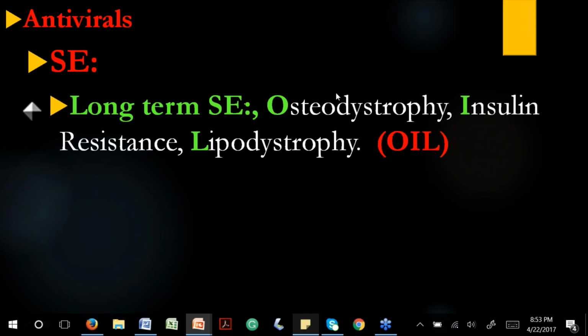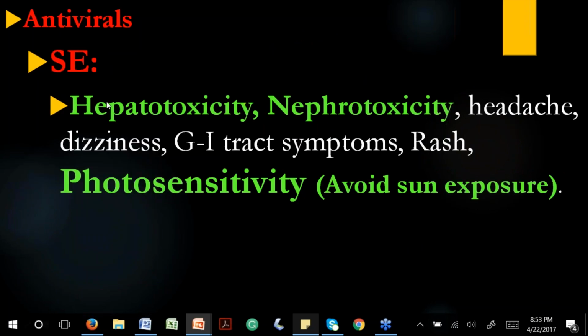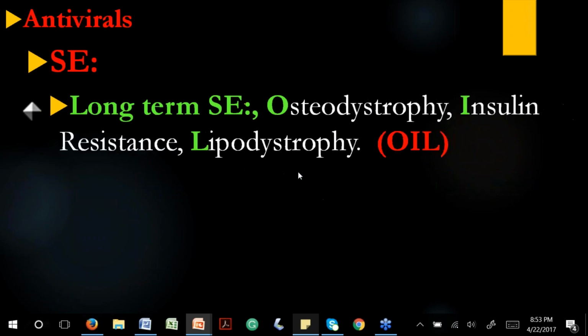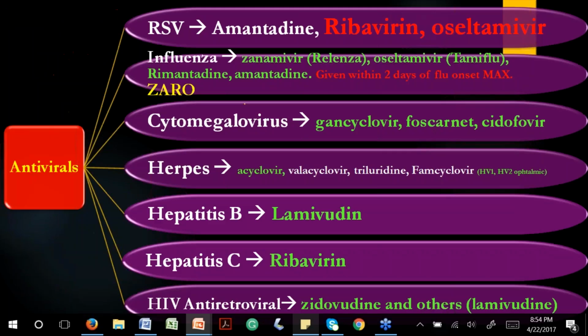Osteodystrophy, remember again, please, open eyes, open ears: osteoporosis, insulin resistance, and lipodystrophy. Probenecid is going to decrease the nephrotoxicity. Remember, we were talking about the main side effects of antivirals: hepato, nephro, and photosensitivity. So in this case, probenecid is going to decrease the nephrotoxicity of this drug.